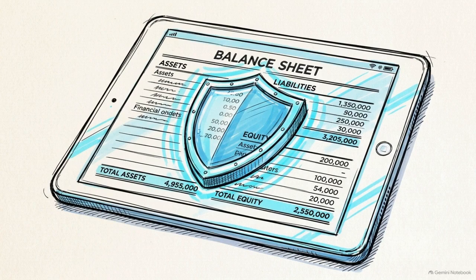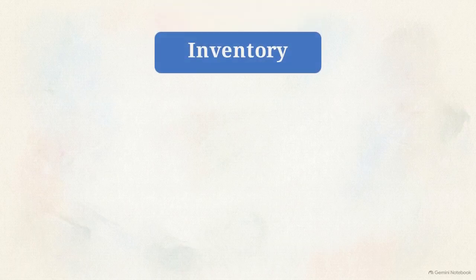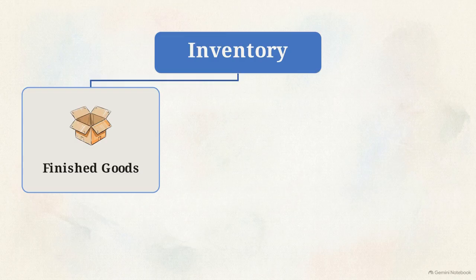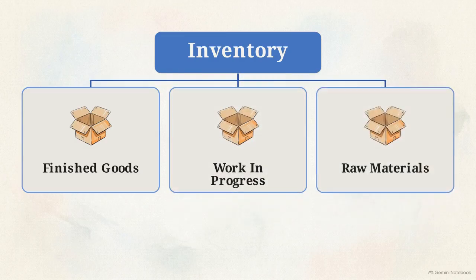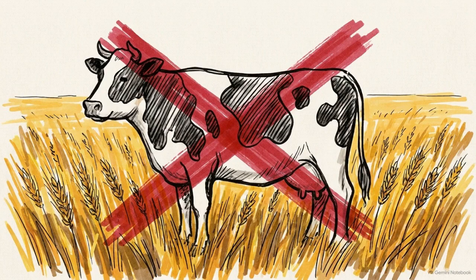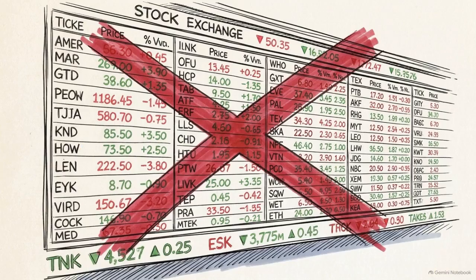aggressive accounting choices. The standard defines 3 specific categories of inventory: goods held for sale in the ordinary course of business, work in progress being produced for that sale, and raw materials or supplies consumed in the production process. It explicitly excludes certain assets. Biological assets related to agricultural activity and financial instruments are entirely scoped out, governed by their own distinct measurement standards.